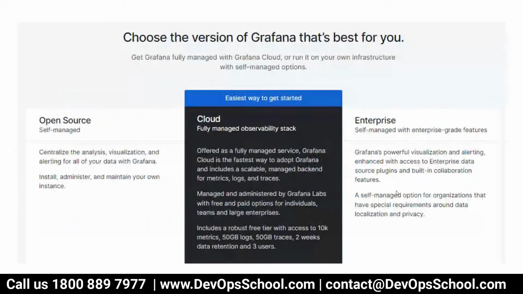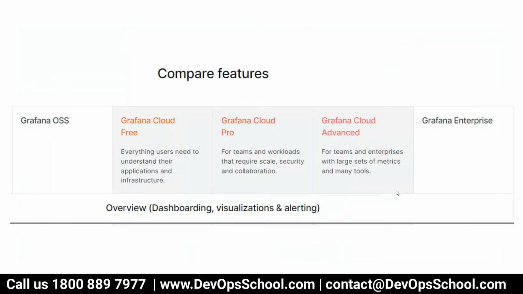They have three types of versions available. The one I was talking about is self-managed, which is open source, which I'm trying to show you today. There is also a cloud one. If you don't want to install anything as such, you can go for the cloud, and then there are enterprise versions as well. Enterprise versions will have a little bit more features and so on. So we have OSS, cloud, and enterprise.